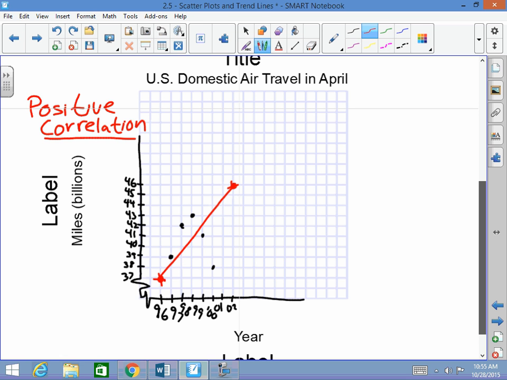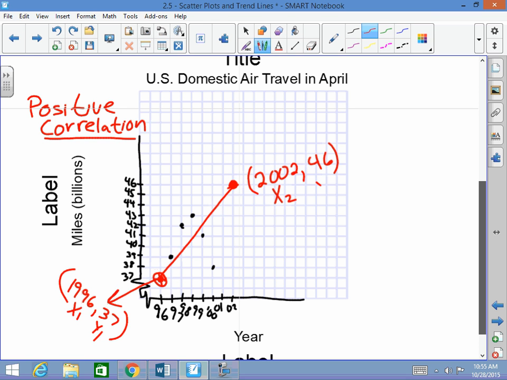This anchor point right here, that is 1996, comma 37, correct? That's my x1, y1. This guy over here is my other anchor point, which we said was 2002, comma 46. That's my x2, y2. Now from here, guys, how can I make a line? We know this skill already. Very good. We're going to use the point-slope form, using the slope, using the point to find an equation.